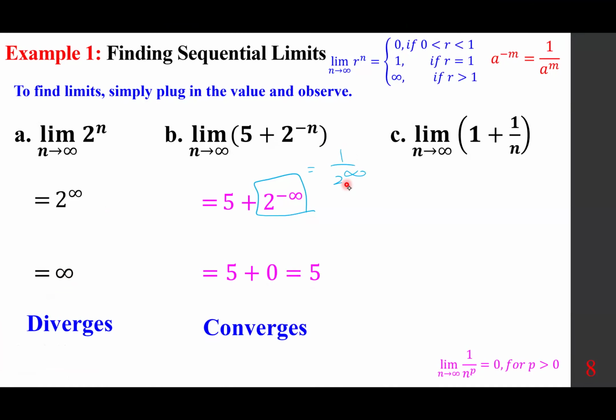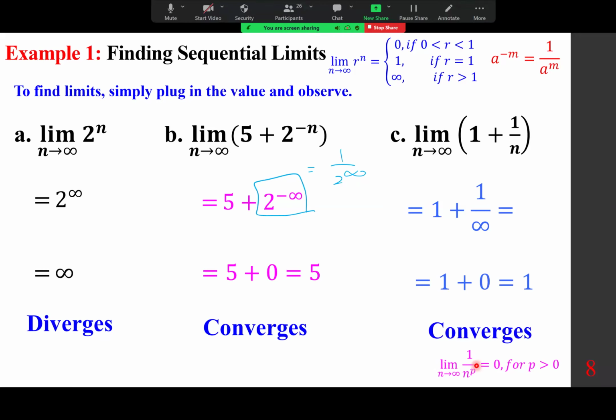For part C, we plug in, and 1 over infinity, we should know, is 0, and therefore the answer is 1. And it converges, and you're done. Another method is to look at this one and say, you know what, this is n to the power of 1, so p equals 1, and therefore the limit is 0. So either way you see the answer is 0. When you add it to 1, it becomes 1, and therefore the sequence converges.